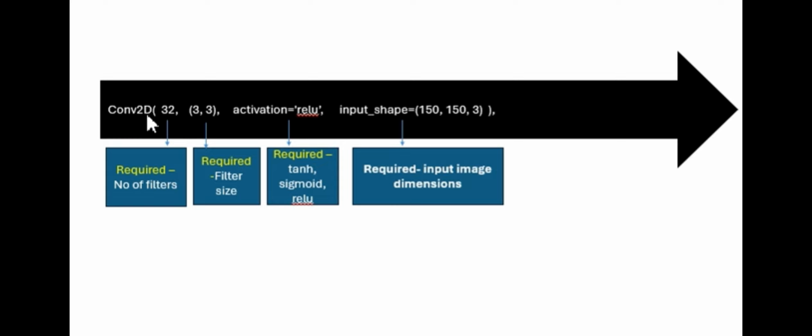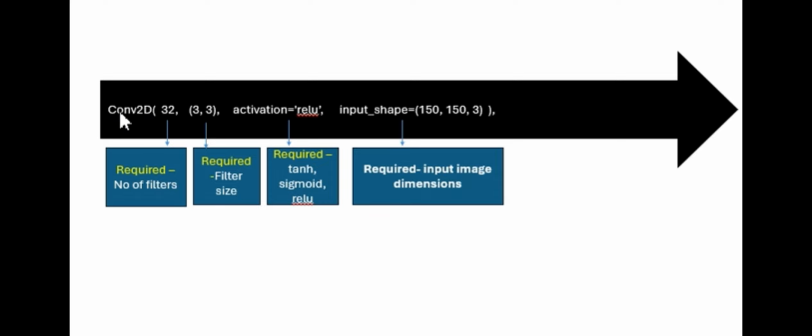To specify a block, the first thing you do is write Conv2D, you open your bracket, and then close the bracket. Inside the bracket, you specify first the number of filters, the second is the filter size, the third is the activation, and lastly, you specify your input image dimensions. Once you've done this, you've perfectly defined a block.